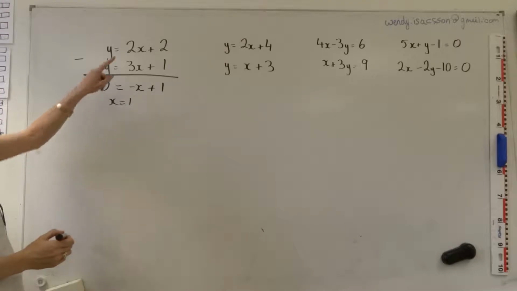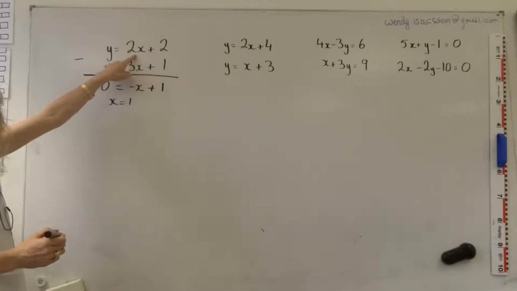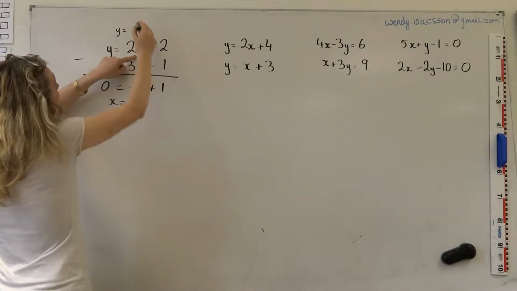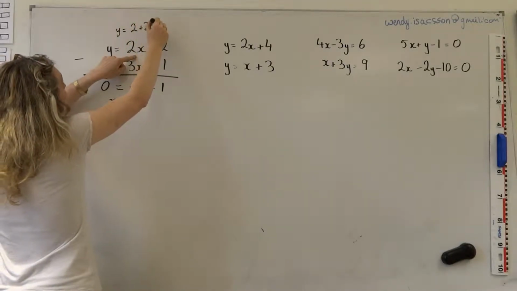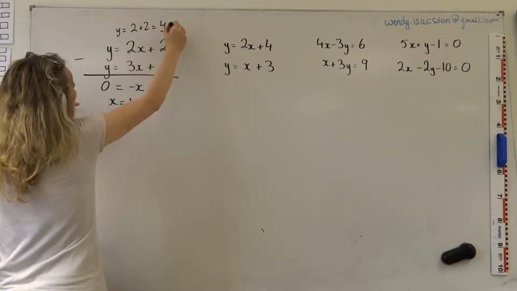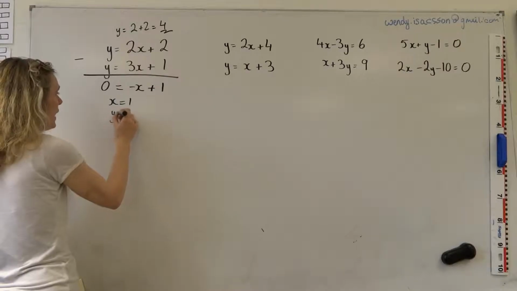Now when I know that x equals 1, I put 1 into this equation, the top equation. Well then y will equal 2 times 1, which is 2, plus 2, which is 4. Y equals 4. I now know x and y.